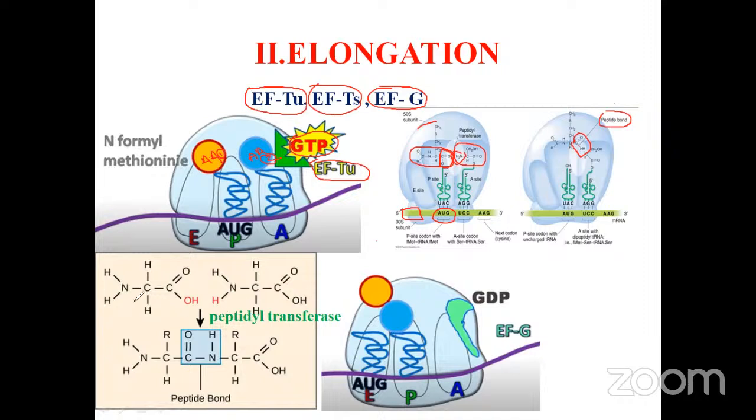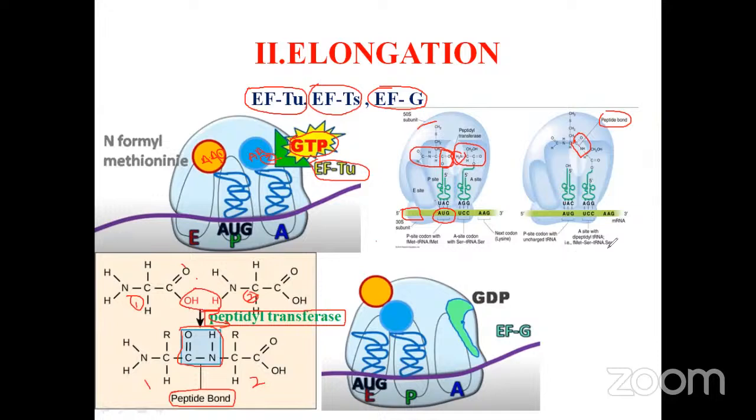In the clear image here, this is the first amino acid, and this is the second amino acid. From the first amino acid's carboxyl group, this OH and H are released in the form of water, H2O. Now the C double bond O and NH bond formation: this is the amino group, and the carboxylic and amino groups are both bonded by this bond called the peptide bond between the first amino acid and the second amino acid. The enzyme involved here is peptidyl transferase.